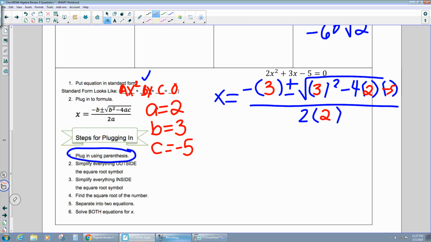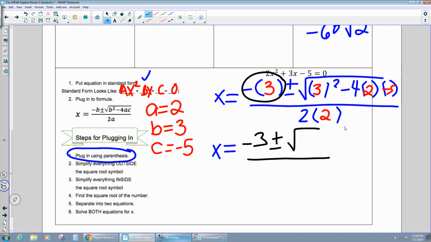Okay, next step says simplify everything outside of the square root. So let's do that. Everything outside of the square root. I have negative parentheses 3. That just gives you negative 3. I have the plus or minus. I'm going to draw my square root symbol, but I'm going to save that for last. In my denominator, underneath my fraction, is 2 times 2. That gives you 4. And now we're done with that.